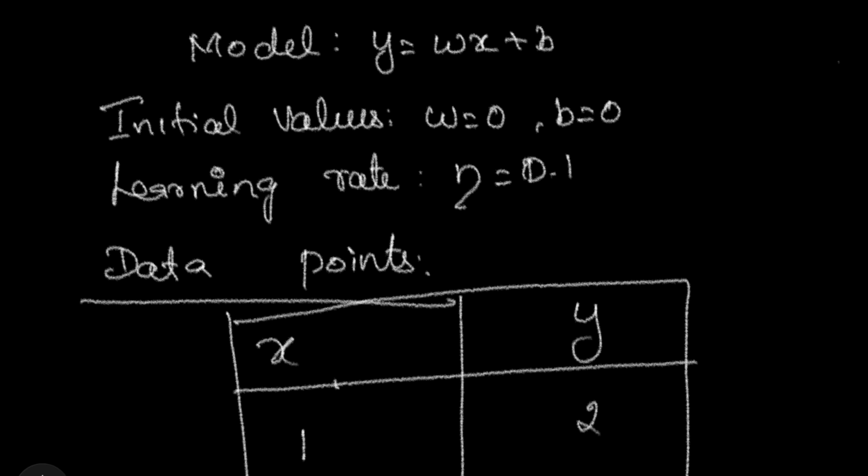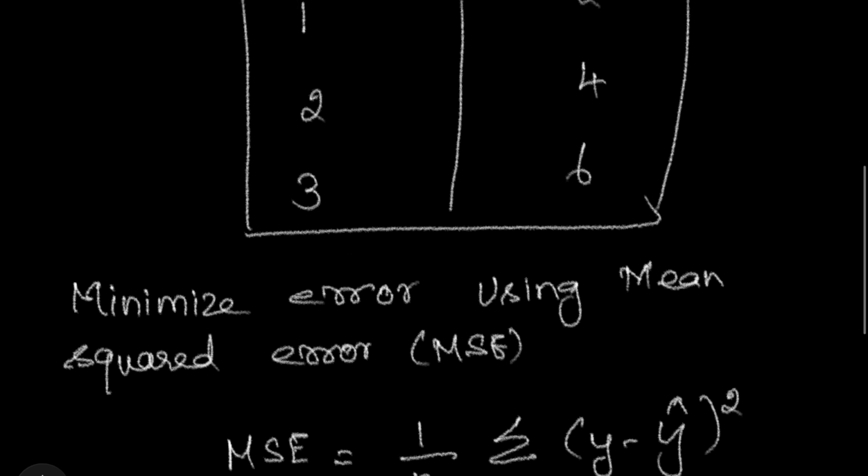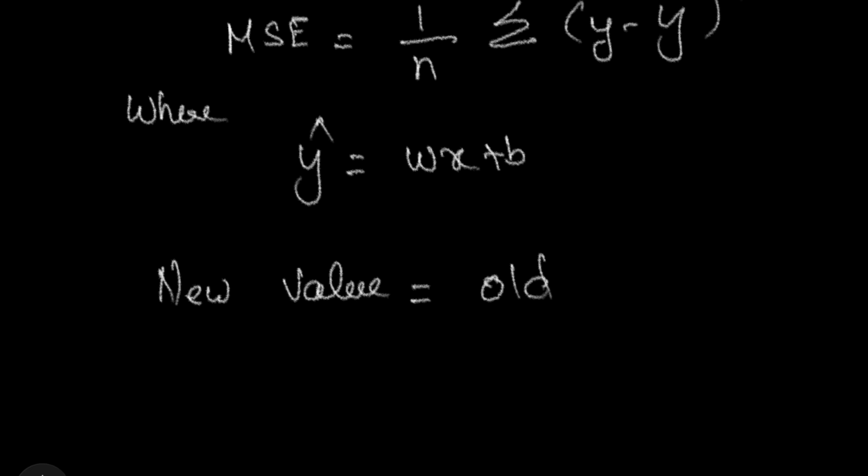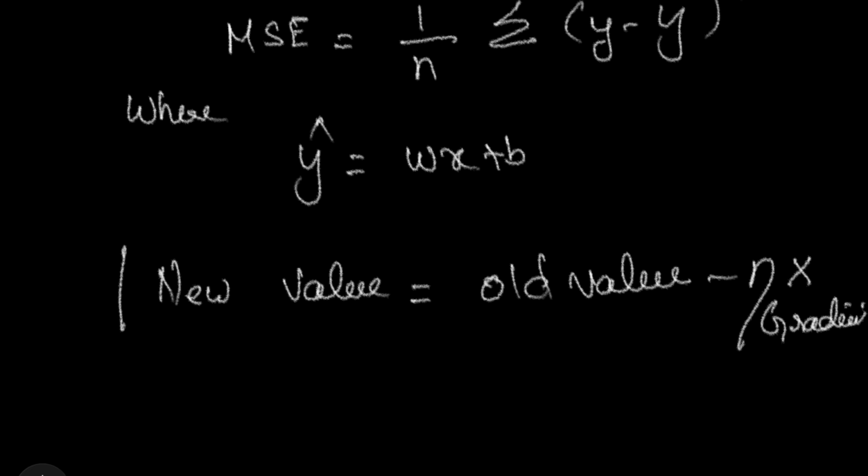The core idea is that we have to adjust the parameters in such a way that the error decreases step by step whenever you are moving to the next step. So the main formula used for the error correction is: new value equals old value, which is the initial value at first, minus eta, that is the learning rate, times the gradient value. So this is how it works.